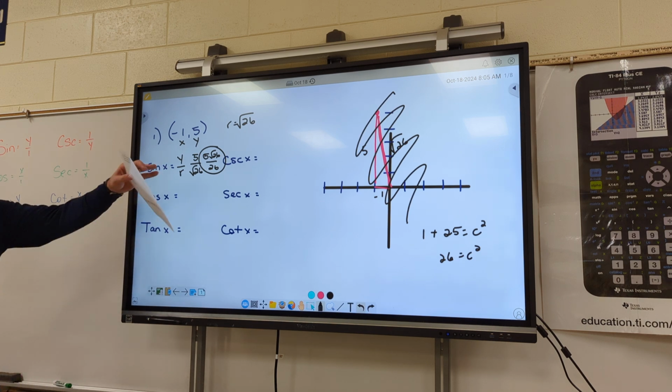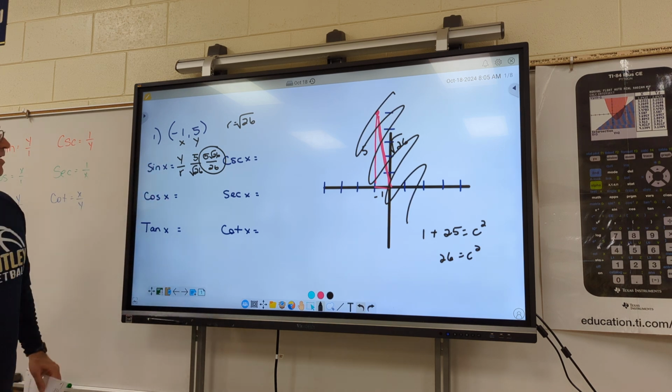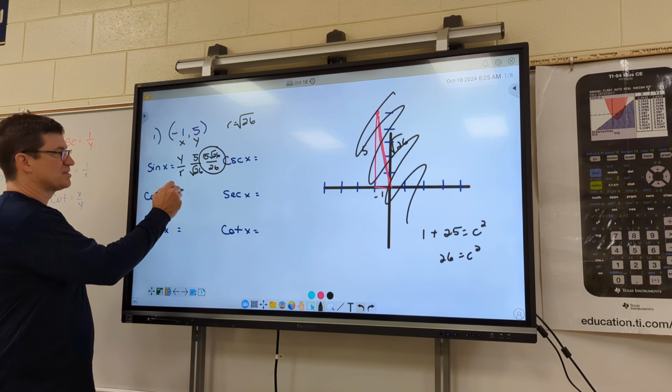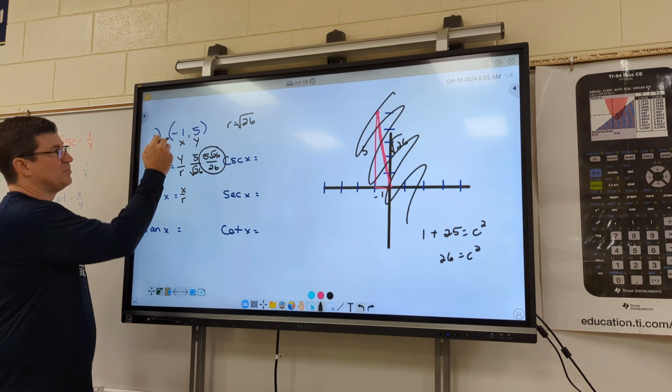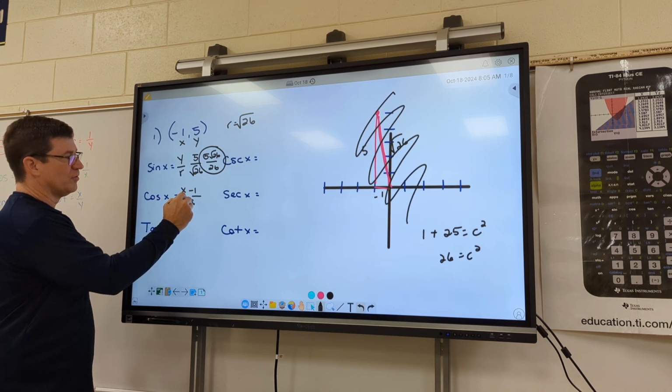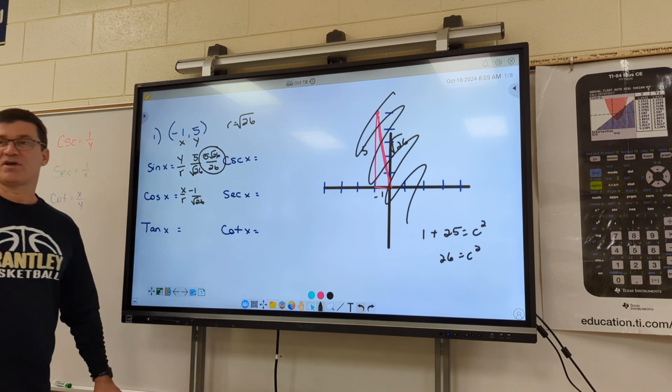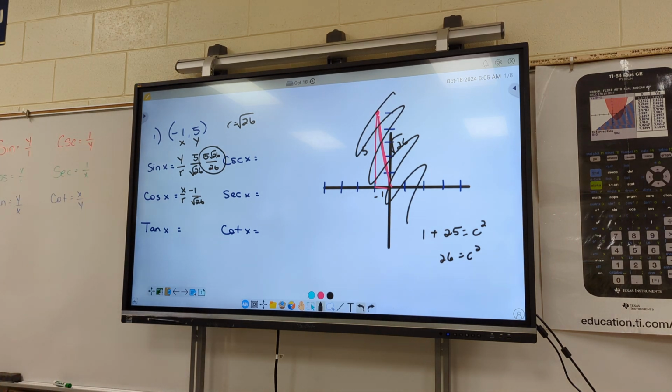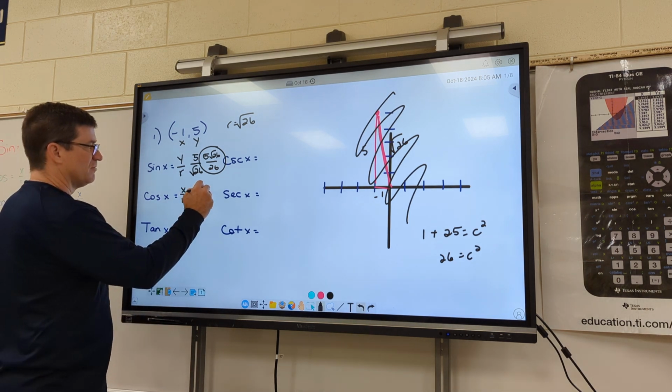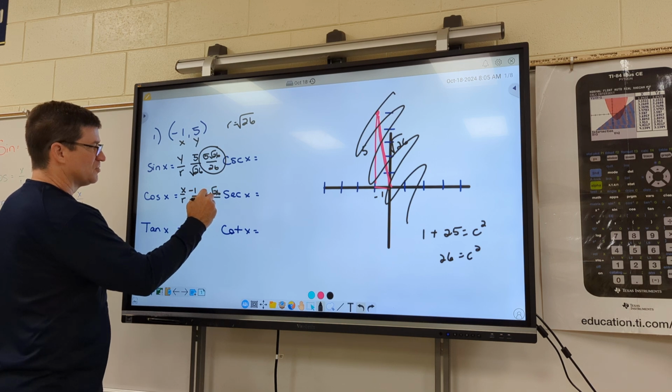Okay? Any question there? All right, cosine is x over r. So that's going to be -1 over root 26. Put that in your calculator. Simplify it. I'll give y'all a second to type it in. So that's going to be -root 26 over 26.